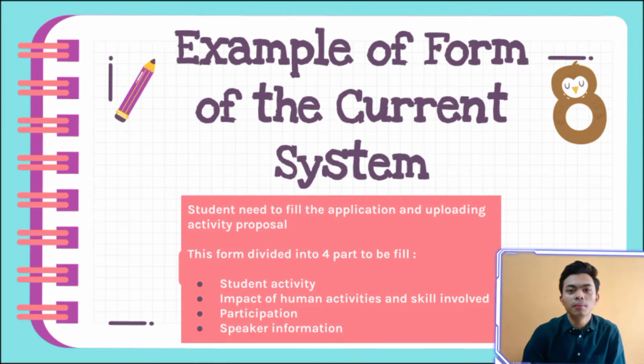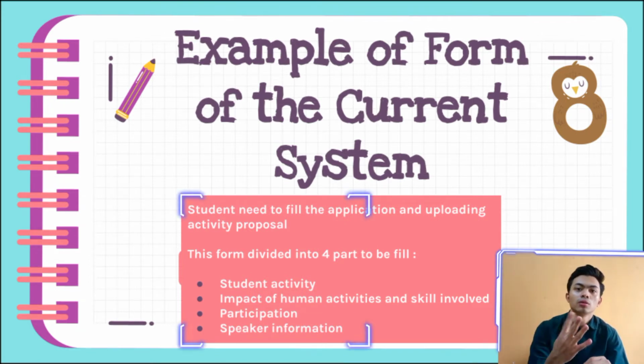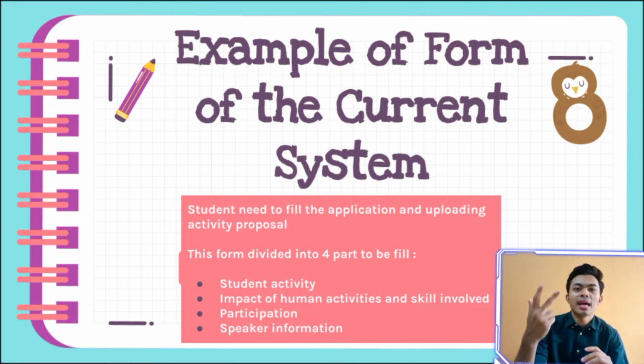I will move to the example of forms in the current system. In the example of form, which is the input of the current system, students need to fill in the applications and upload the activity proposal. These forms are divided into 4 parts to be filled, which are student activity, impacts of activity and skills involved, participants, and lastly speaker information.